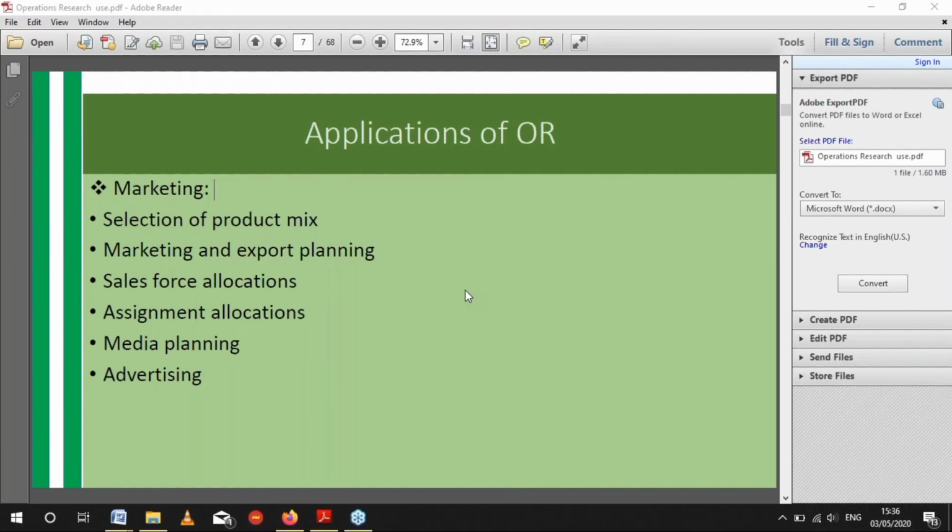Now, the decision making environment. Before our time goes on, in the decision making environment, we have decision making under certainty, under uncertainty, and under risk. So the decision making environment: certainty, uncertainty, and risk.